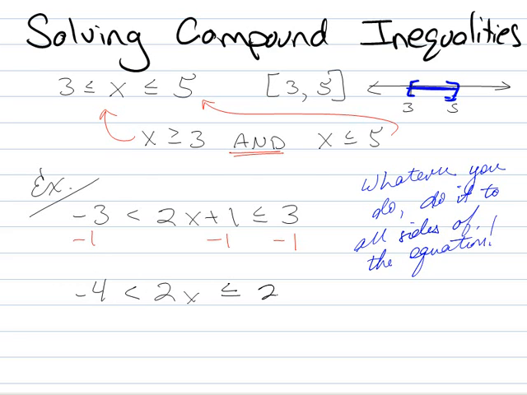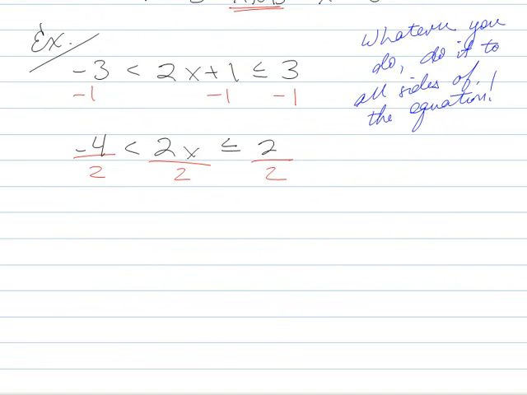Now I'm going to do the same thing again. If this wasn't here, what would I do? I divide both sides by 2. Your answer is going to be the same for either side, hopefully. If it's not, just pick one and see what happens. You're going to do the same thing to all 3 sides. So I've got -2 is less than x, which is less than or equal to 1. And believe it or not, that's your answer. You're already done with this problem.